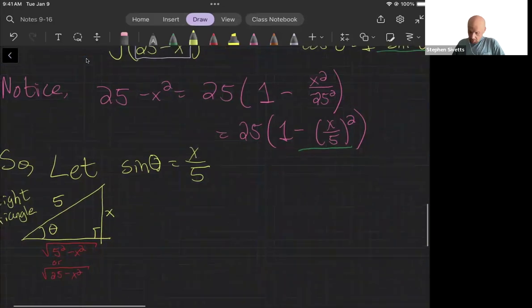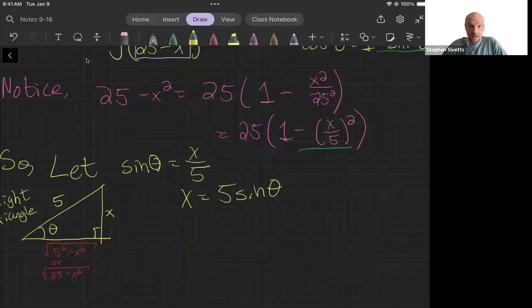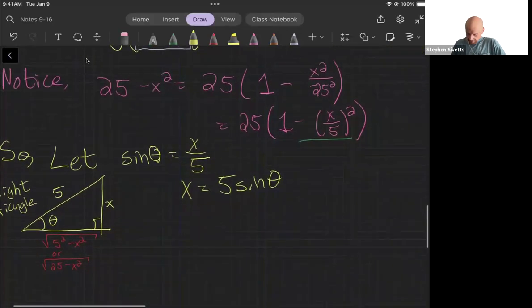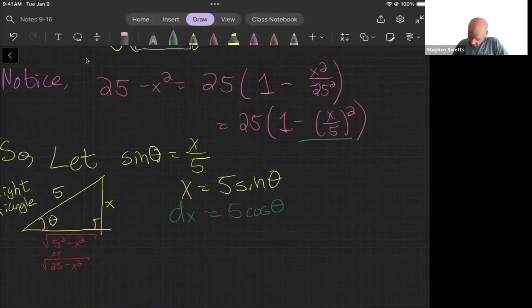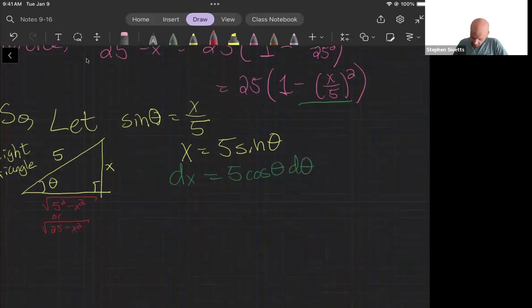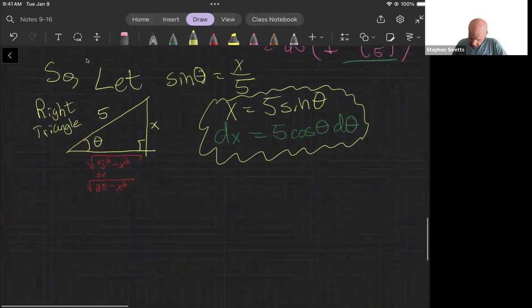And so we want to let x equal 5 times sine of theta. This is the substitution we want. And if I differentiate both sides, dx is equal to 5 times cosine of theta d theta. So this is the key info that we need.